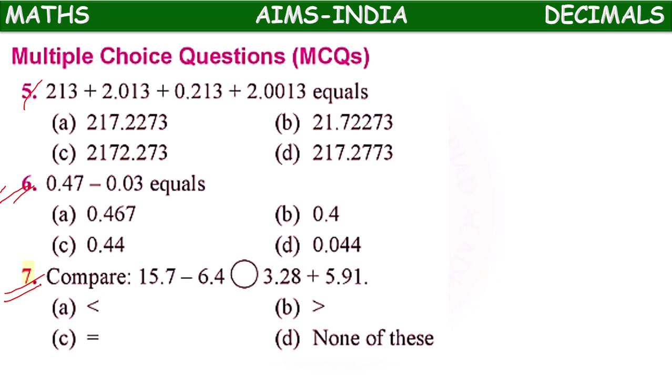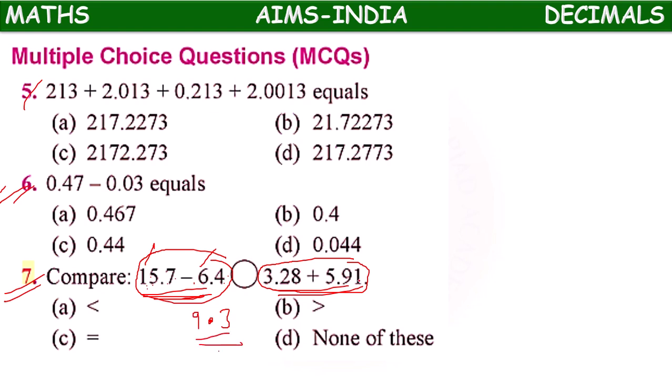Seventh one. Compare. This difference and this sum we have to compare. We can compare approximately. 15 minus 6 how much? But they have given both are equal to approximate 9 only. We have to do actually 15.7 minus 6.4 how much? 7 minus 4, 3, point. Here whole number part 15, here whole number part 6. Directly we can remove 15 minus 6, 9. So this value is 9.3.